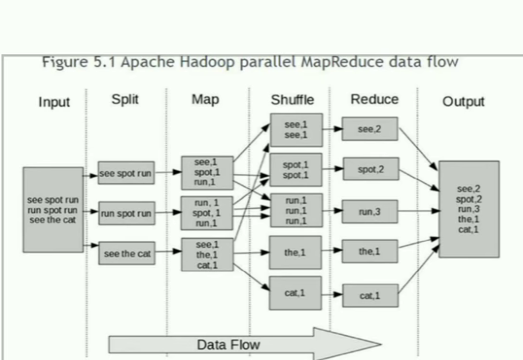So the program we have to write is to find the occurrence of each word in that file. How many times has one word occurred in that file? For example, see, S-E-E, has occurred how many times? Say 2 times. Similarly, run has occurred 3 times, and so on. So we have to give the output that see has occurred twice, run has occurred thrice, spot has occurred twice, and so on.